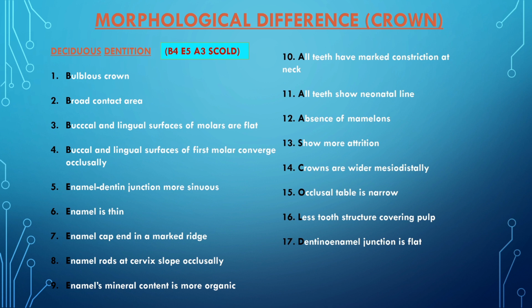In deciduous dentition, I have made up another mnemonic which is B4, E5, A3, SCOLD. The 4 B's stand for bulbous crown, broad contact area, buccal and lingual surfaces of molars are flat, buccal and lingual surfaces of the first molar converge occlusally.